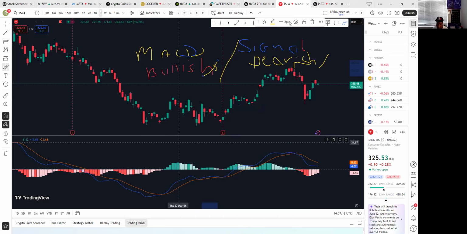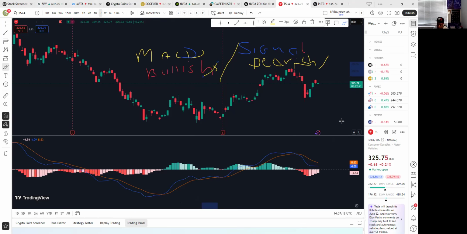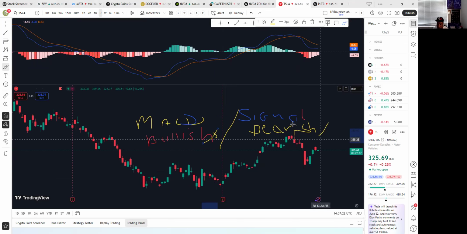So as you can see there, we have the blue line, which is the MACD line down there. Let me move it above so you can see better. Whenever you add your MACD, it adds to your chart. The MACD line is the blue line, and the signal line is the orange line.